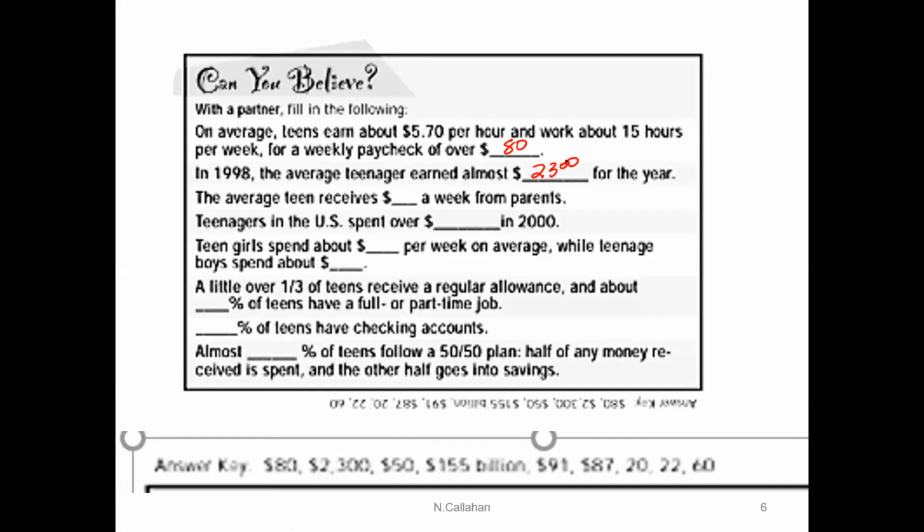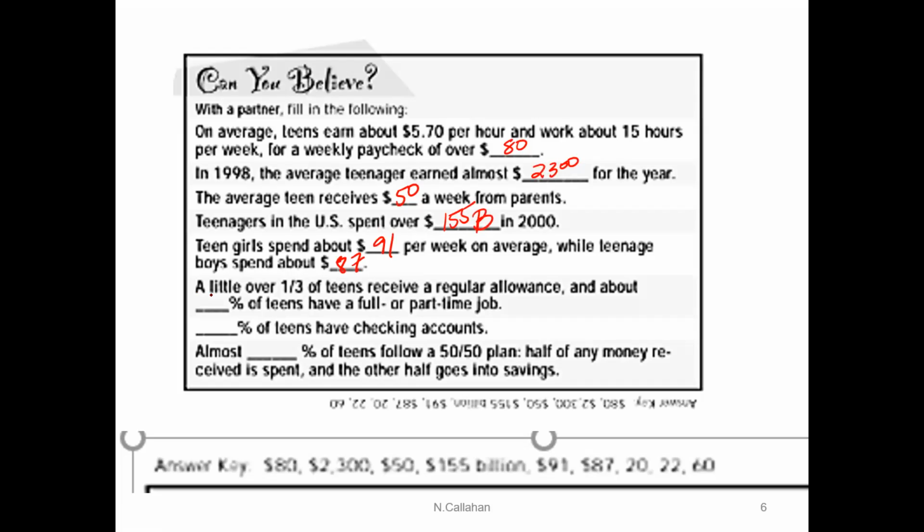The average teen receives $50 a week from parents. I don't know if I will give my kid $50 a week. I would expect them to earn it themselves. Teenagers in the US spent over $155 billion in 2000. That's crazy. And teenage girls spend about $91 per week on average, while teenage boys spent about $87, which sounds about right, because girls nowadays need their nails done and their lashes.